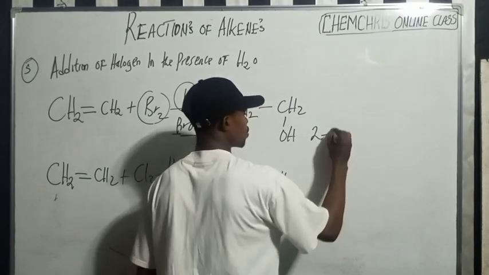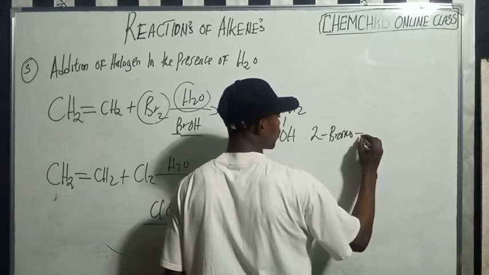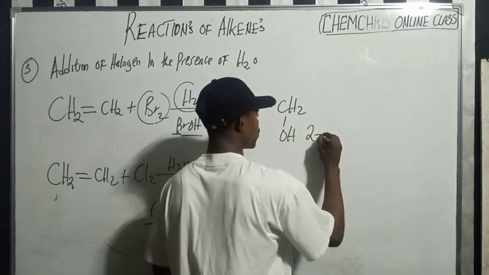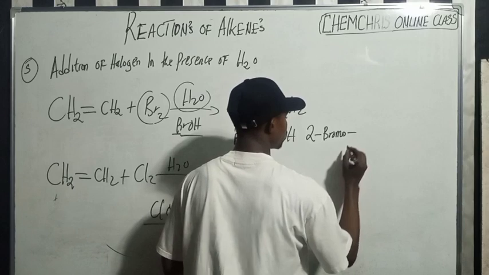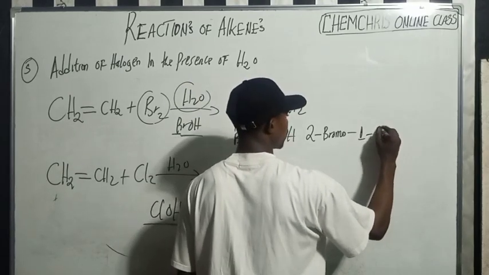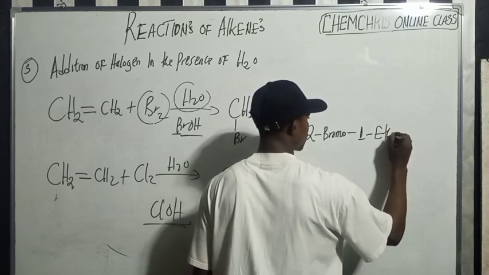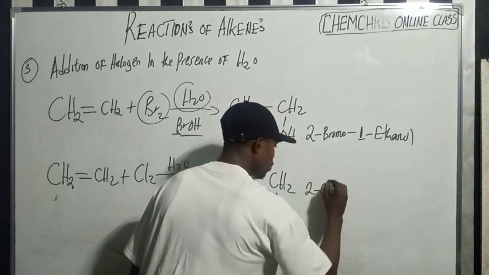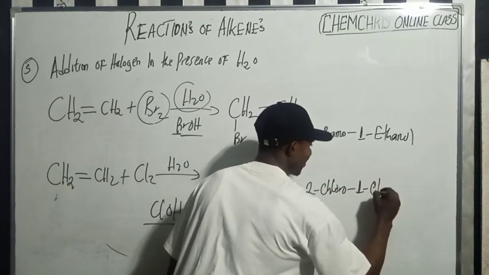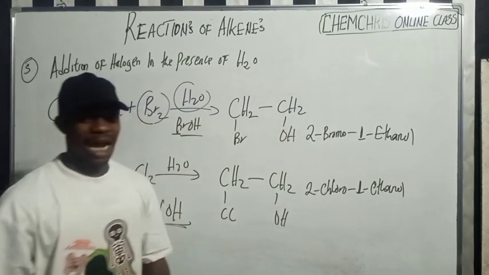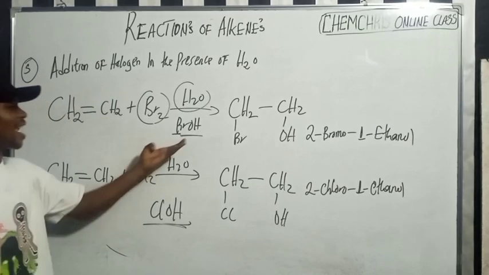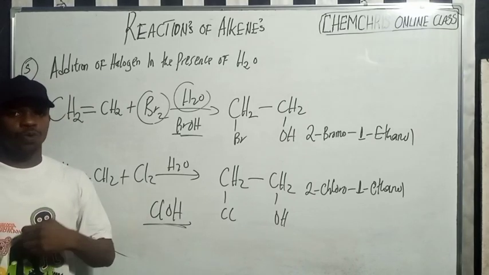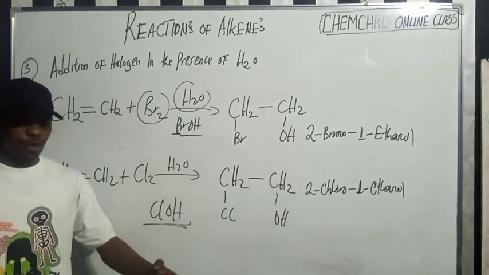2-bromo. The name of this product is called 2-bromo ethanol. The same thing right here. Here we have 2-chloro ethanol. Now, but now let me restate this here. Whenever you add a bromine water to an alkene, the halogens are always added to the carbon atom with more hydrogen atoms. Do you understand?